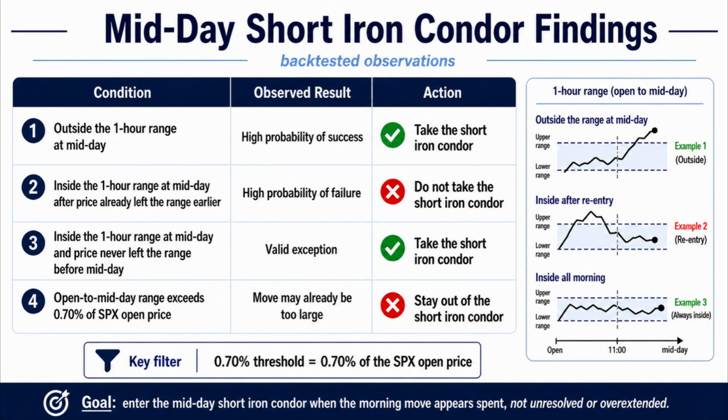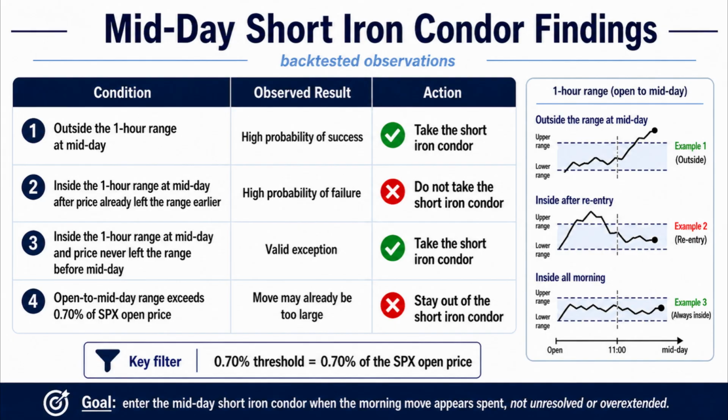While exploring some additional filters to decide whether we take the short iron condor, skip the trade, or possibly pivot to a different setup, a few things stood out while observing where price was in relation to the first hour range. You might assume that if price is still inside the first hour range at midday, that would automatically be good for a short iron condor.